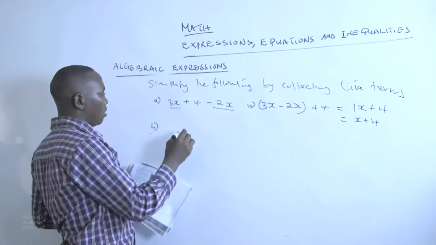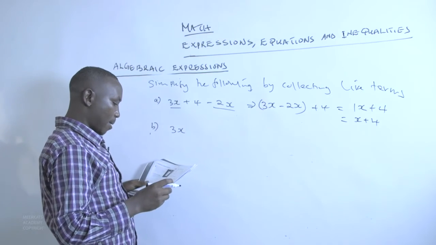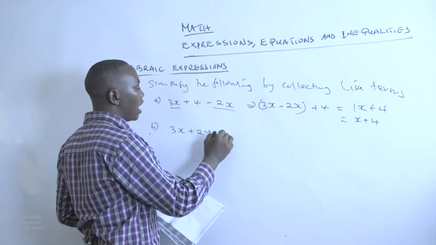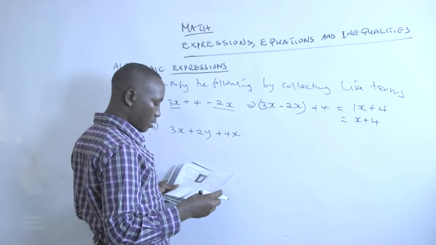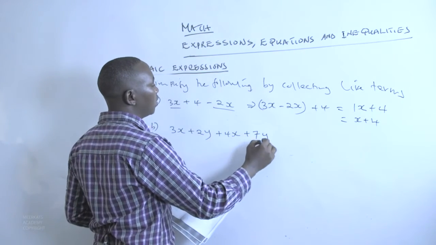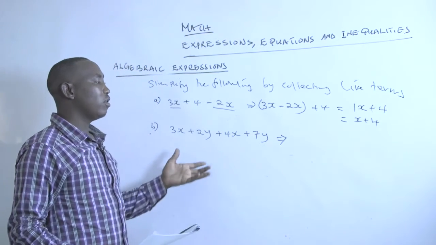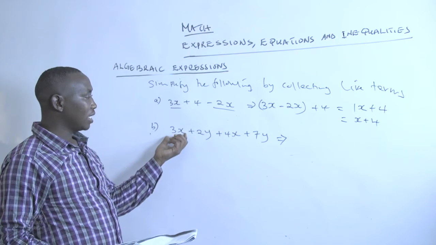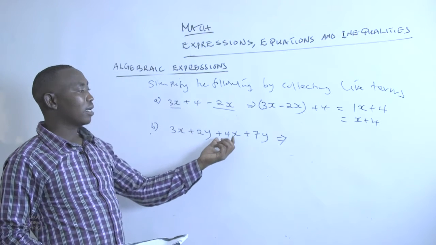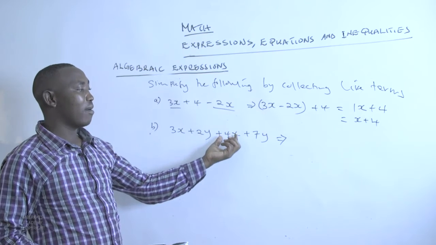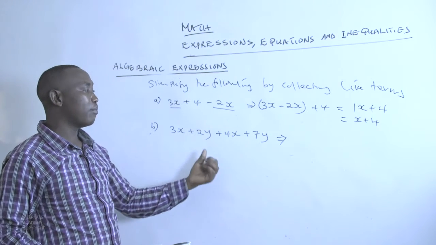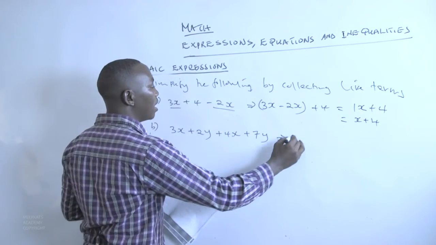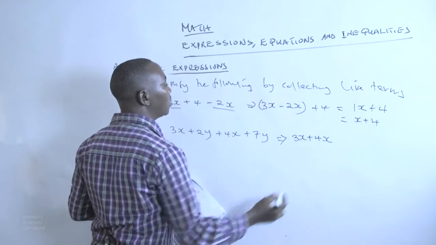Part B, we have 3x plus 2y plus 4x plus 7y. Again, if you look at this expression, we have like terms. The first term, 3x, can be matched to 4x because they consist of pronumerals with the same powers. Therefore, 3x and 4x are like terms, and we pair them, 3x plus 4x.